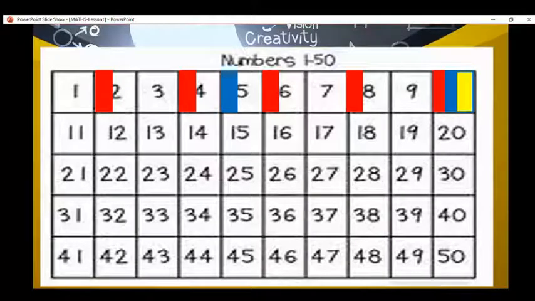So as you can see, 10 is divisible by all three: 2, 5, and 10. Now it's your turn to answer in your notebook. I want you to copy the numbers 1 to 50 and find the numbers divisible by 2, which we color red. Divisible by 5, we color blue. And if it is divisible by 10, you color it yellow. Now pause the video and finish answering in your notebook.